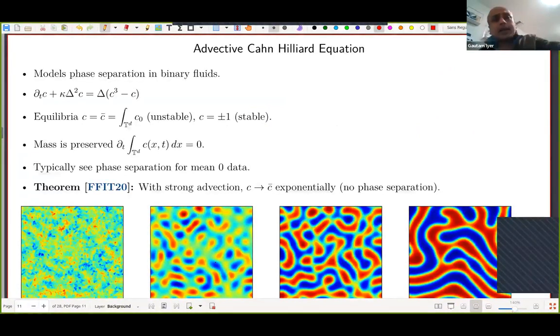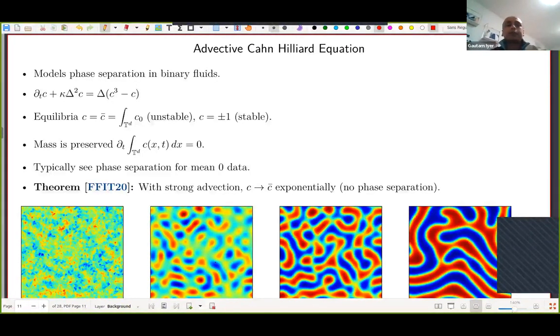But since Carnegie was mentioned earlier in this conference, let me say a few words about this as well. So what's the Carnegie equation? It models phase separation in binary fluids.